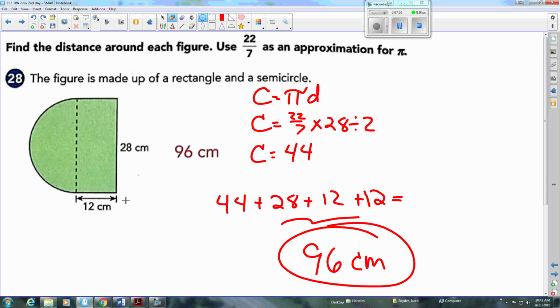The figure is made up of a rectangle and a semicircle. And they want the distance around it. So I would find the length of the semicircle first, which is 22/7 times 28 divided by 2. You get 44. So from here to here is 44. Then you add 12 and another 12 for up here. It's 24 plus 28. You're going to end up with 96 total. So again, the semicircle's arc is 44, plus 12 right here, plus 28, plus 12 is 96 total.